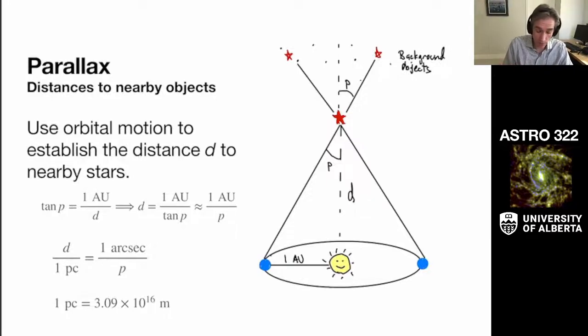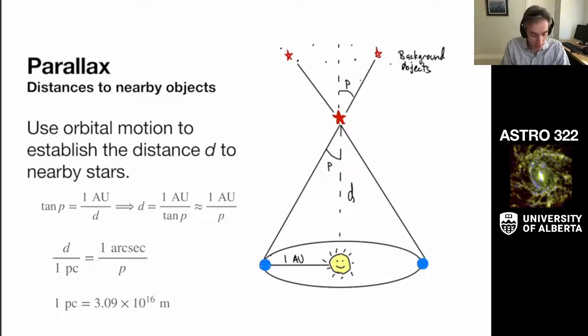Given that motion, we can use the geometry of the angle, and we use this thing at P, which is called the parallax angle, and you notice that's half of the total motion. And so we have this angle here is the parallax, and that sets up a nice right triangle where the distance between the Earth and the Sun is one astronomical unit. That's the opposite side of the triangle. The distance to the star is the adjacent side, and so we do opposite over adjacent to give me the tangent of the parallax angle is 1 AU over D.